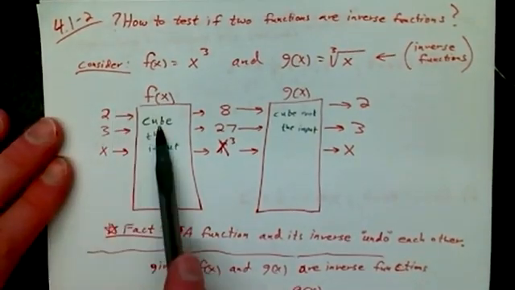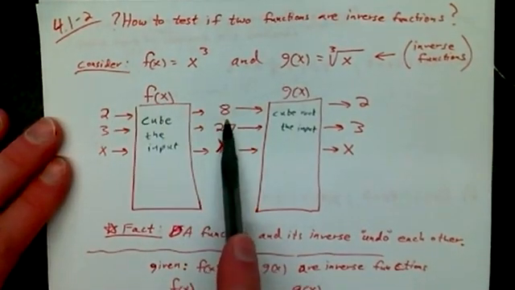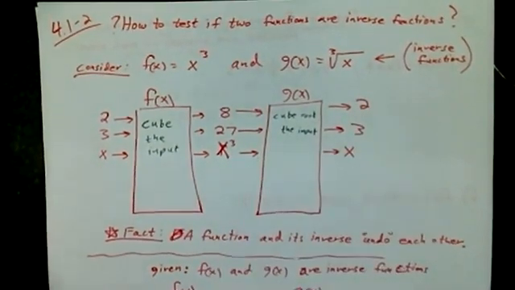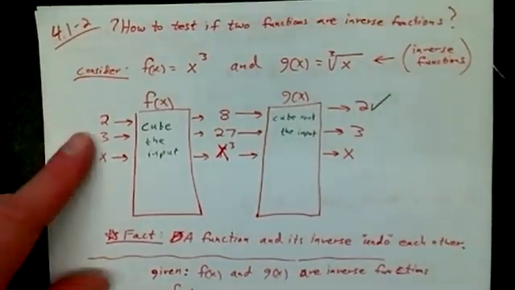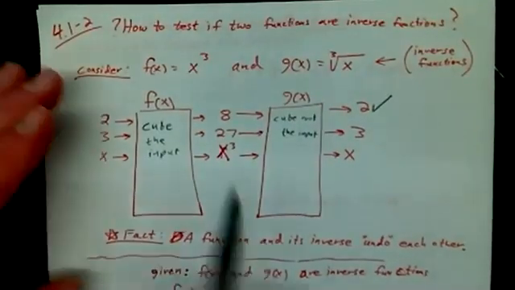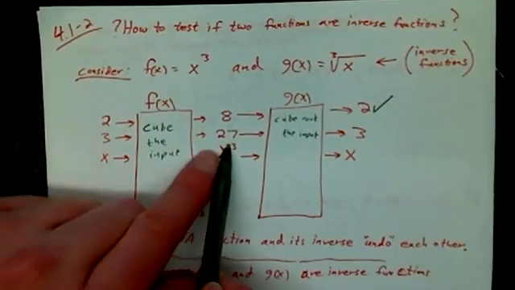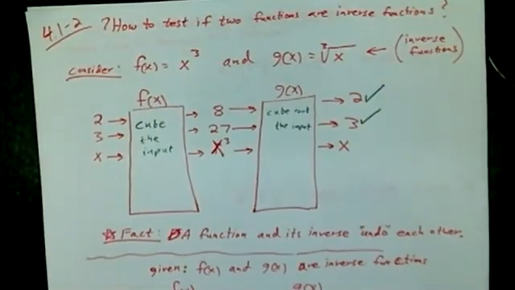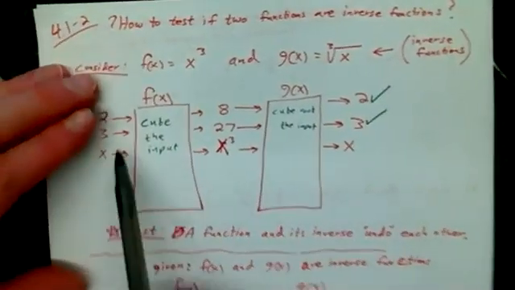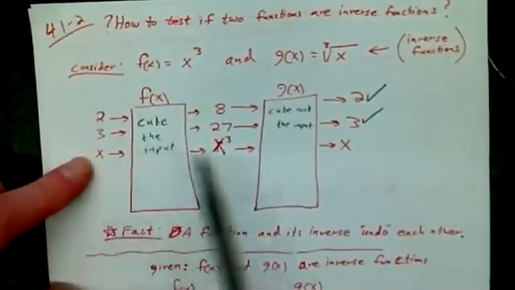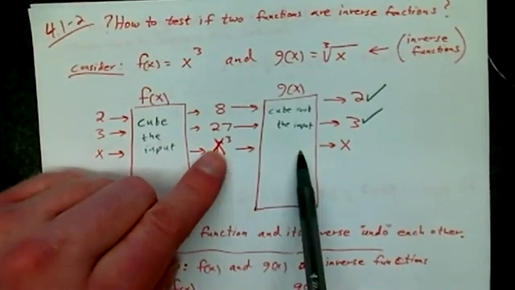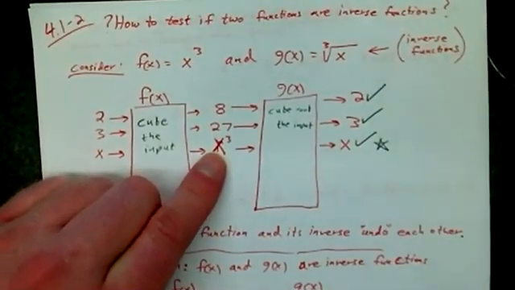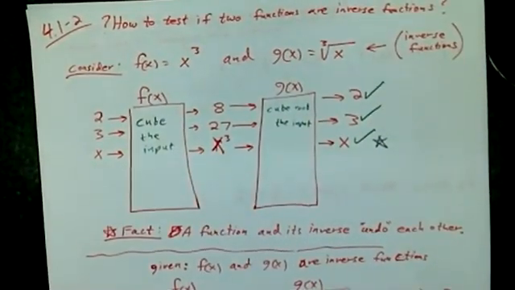If I put 2 into f of x, it gets cubed, we get out 8. If I throw that output into g of x, we cube root that, we get back to 2. Notice we got back to what we started with, right? If I use 3 and I cube it, I get 27. Put it into g of x, cube root it, I get 3. Notice that's also the same. And here, if I just put x in general, x goes in for x cubed, put it in here, get back to x. This is the key right here, is that it happens for any x, okay?